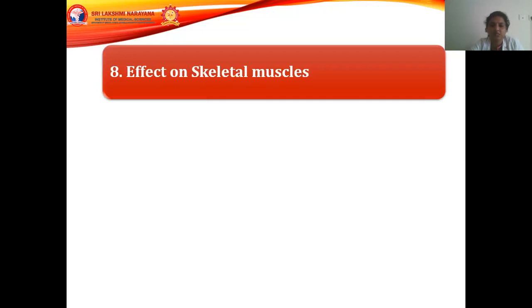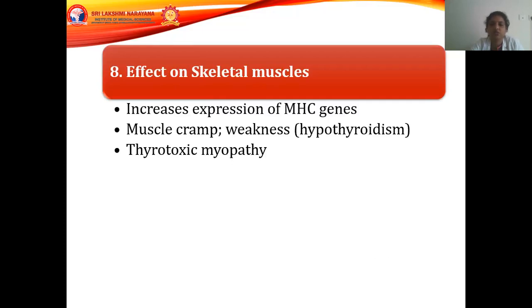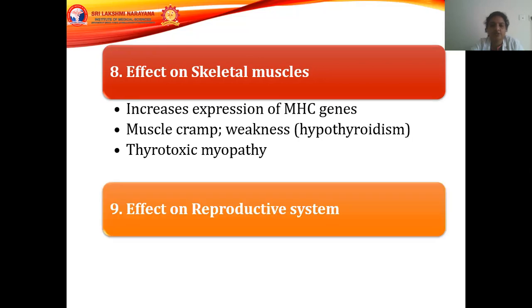Next, its effect on the skeletal muscle, which we already saw. There is going to be an increase in the expression of the MHC gene, and that might lead to muscle cramps and weakness in case of hypothyroidism when the thyroid hormone levels are less, or it can also lead to thyrotoxic myopathy in case of hyperthyroidism.